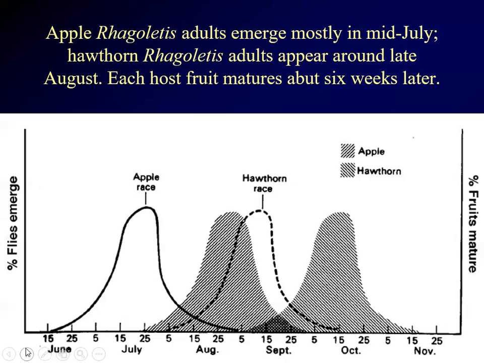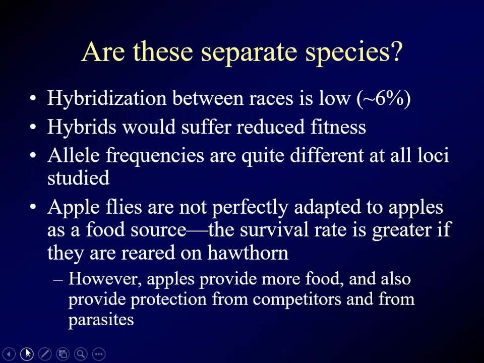So we've got two populations that are splitting because they've got different timing and they're specialized for different food sources. We know that hybridization is low, it's roughly 6%. Hybrids suffer reduced fitness. One problem is that hybrids actually emerge at a time that's neither in sync with the apples nor with the hawthorns, so they can't get a lot of food. We know that there is very little interbreeding between them because allele frequencies are quite different at all loci studied.